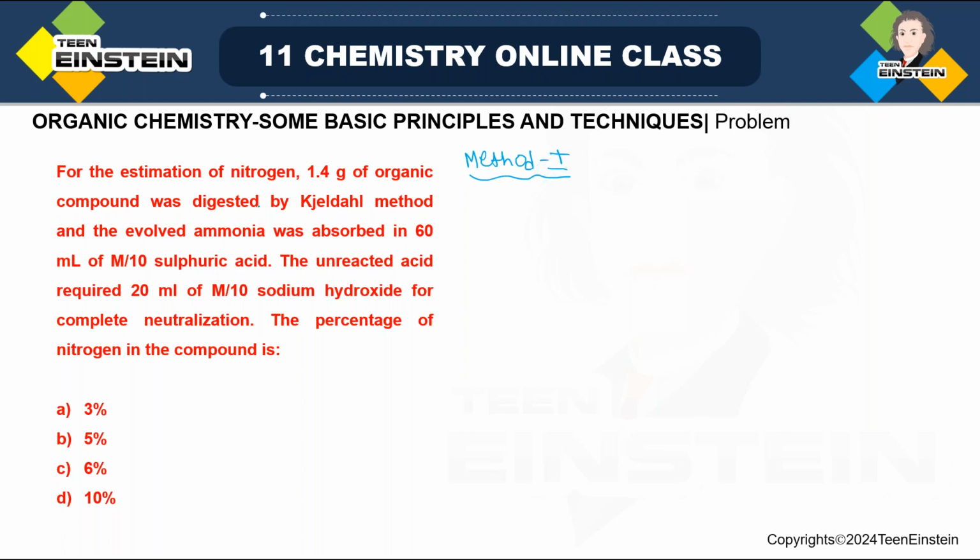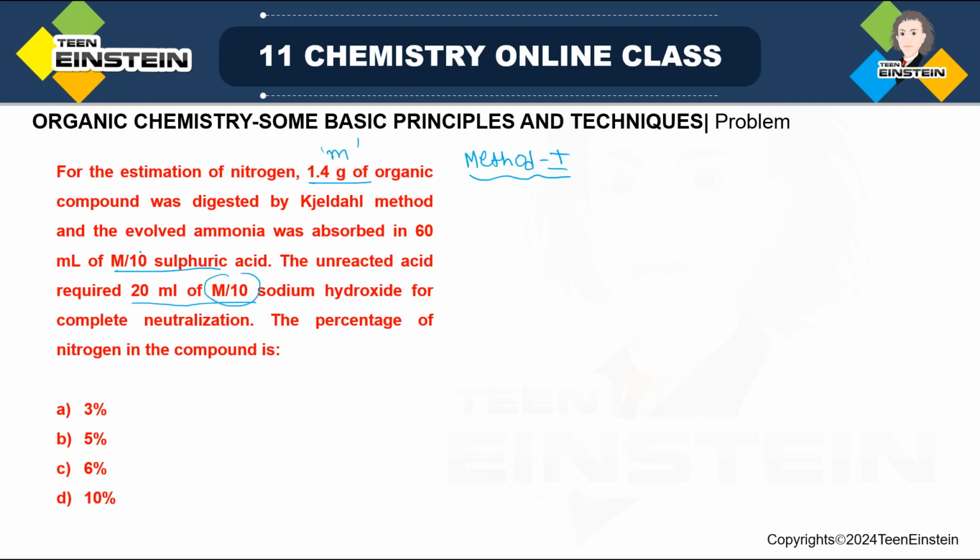So when it is method 1, first read the question. 1.4 gram of organic compound, so you know what is the value of M. Digested by Kjeldahl method, and the evolved ammonia was absorbed in 60 ml M by 10 sulfuric acid. So M by 10 is the molarity of sulfuric acid from where you have started. This is the initial amount. Then unreacted acid required 20 ml of M by 10.